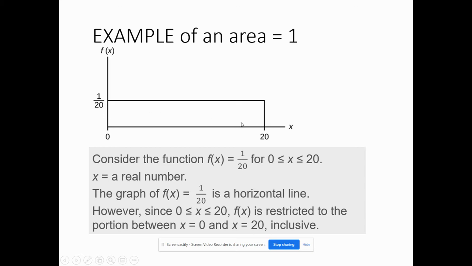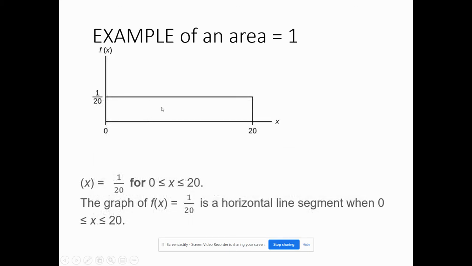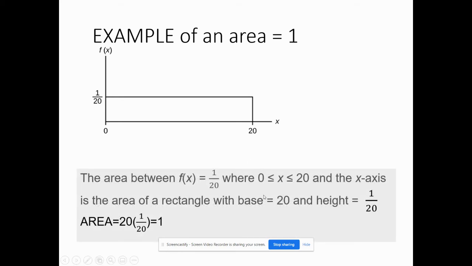Since 0 is less than x is less than 20, I'm going to restrict anything to between these 2 points, 0 and 20. So this rectangle here, because I've made those parameters, equals 1. Again, I'm looking from this line to here, and all of it equals 1. If you saw this, here's how to prove it. 1 over 20 times 0 to 20, which is 20, gives me 1. So that is how I know that the area is 1.